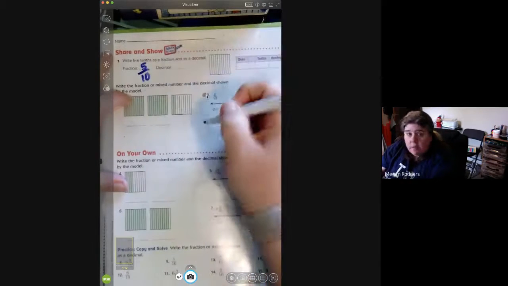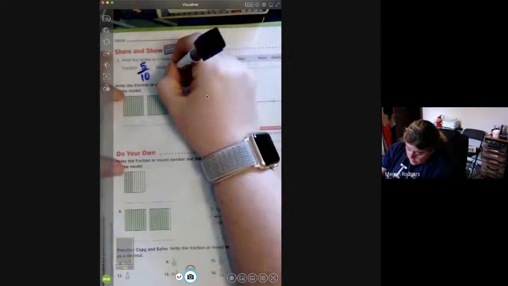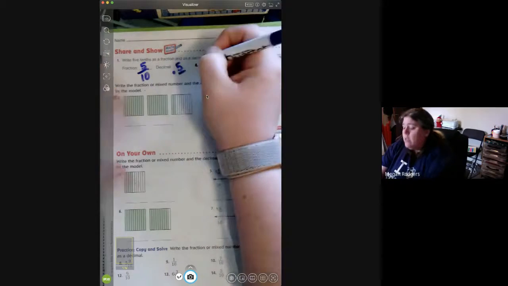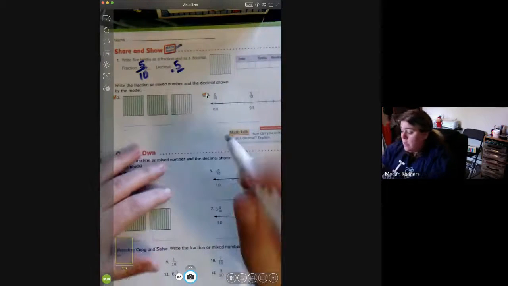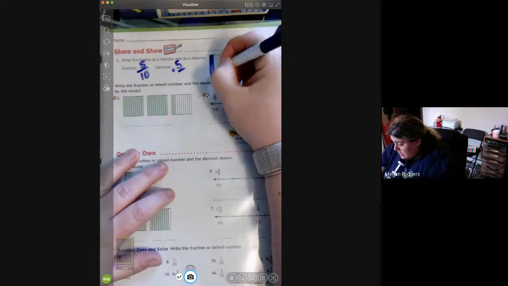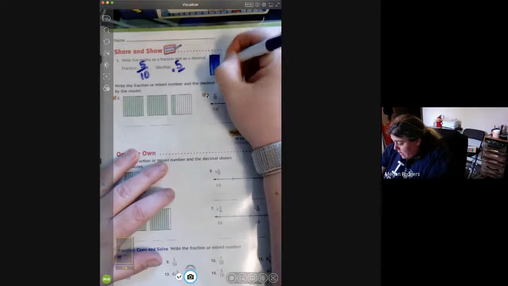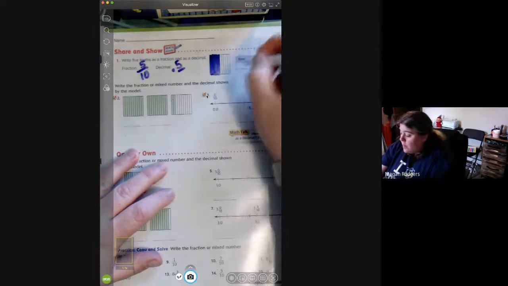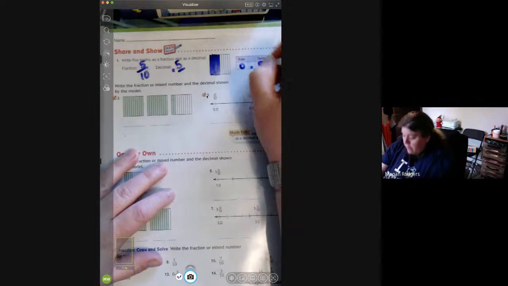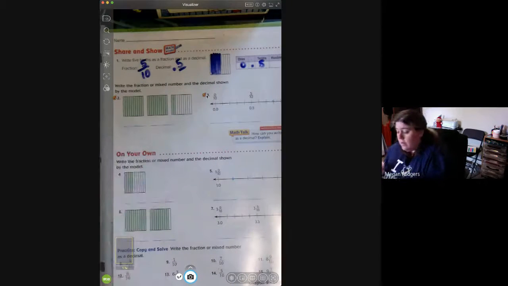All right, 5/10 as a fraction is exactly what you think it is, 5/10. As a decimal, 5/10 means the 5 is in the tenths place, which is one decimal place. So now if I were to shade these, I would have half of those shaded. I have 0 ones and I have 5/10. What that would look like.